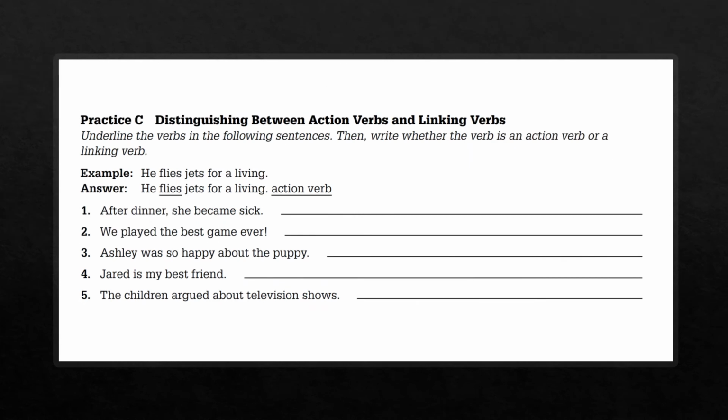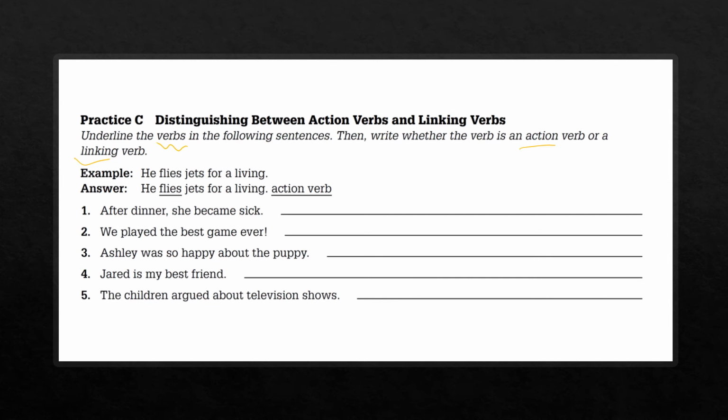All right, the last one, practice C, distinguishing between action verbs and linking verbs. Now we have to learn how to distinguish between the two. What should we do? Underline the verbs in the following sentences. The first step is to underline the verbs. We have to be able to tell that this word is a verb, not a noun, not an adjective. The second step, write whether the verb is an action or a linking verb. When I know that this is the verb, I have to tell if it is action or linking.